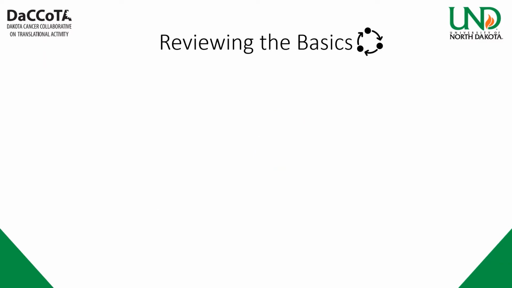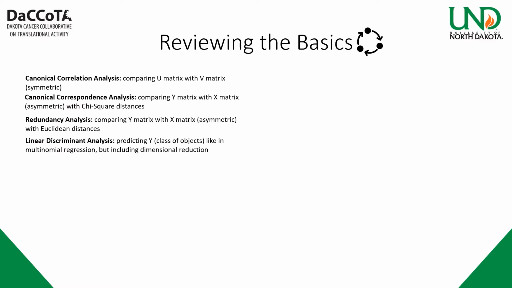So let's review the basics. These are our 4 canonical analyses, which are all essentially looking at comparing one matrix to another. Now, correlation analysis is symmetric, which means we don't have any assumptions about causality, like X is causing Y, and so forth, so we usually call it a U and a V matrix.